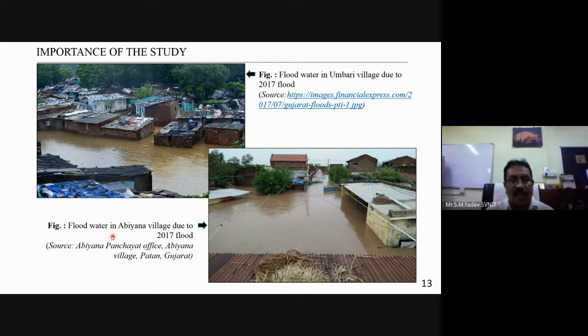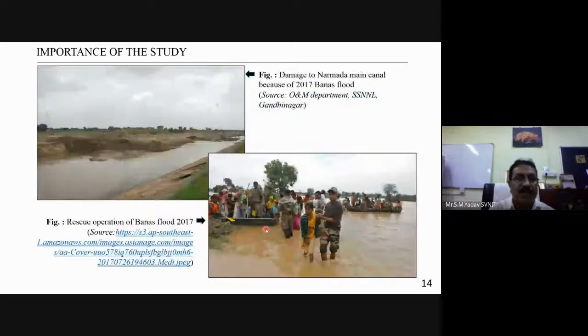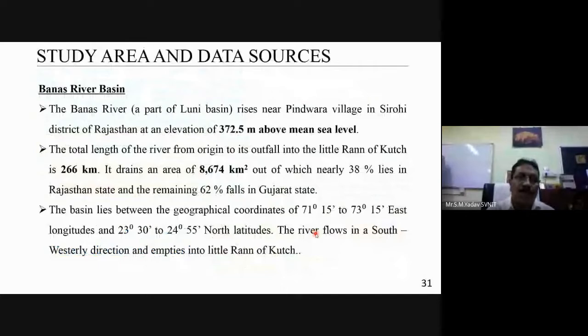Similarly, there is another village, Abhyana, and this is the depth of water in Abhyana, approximately 7 feet, that is 2.1 meters. This is the breach portion of the Narmada Main canal, and these are the army people who have been deployed to rescue the people from the villages.